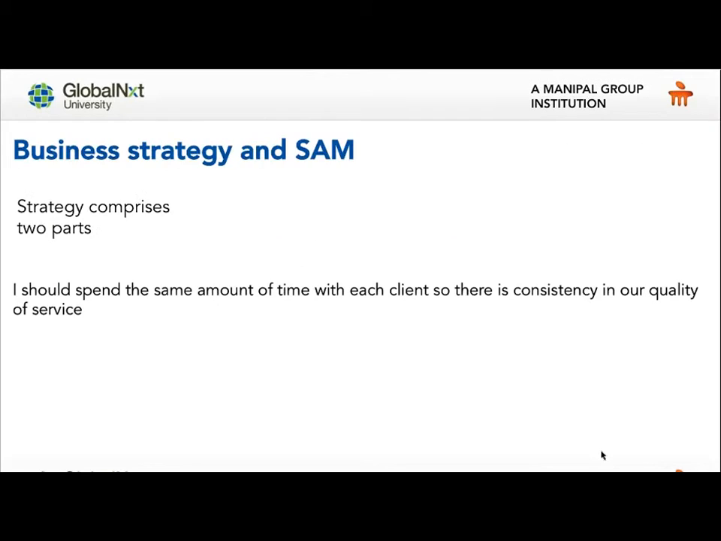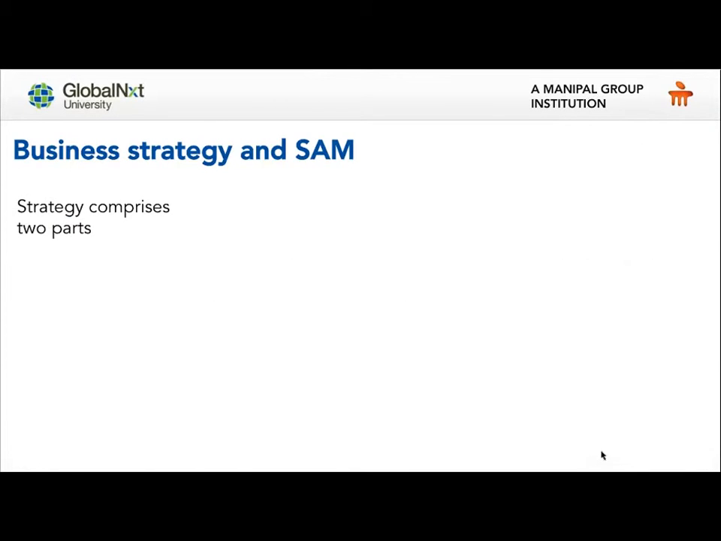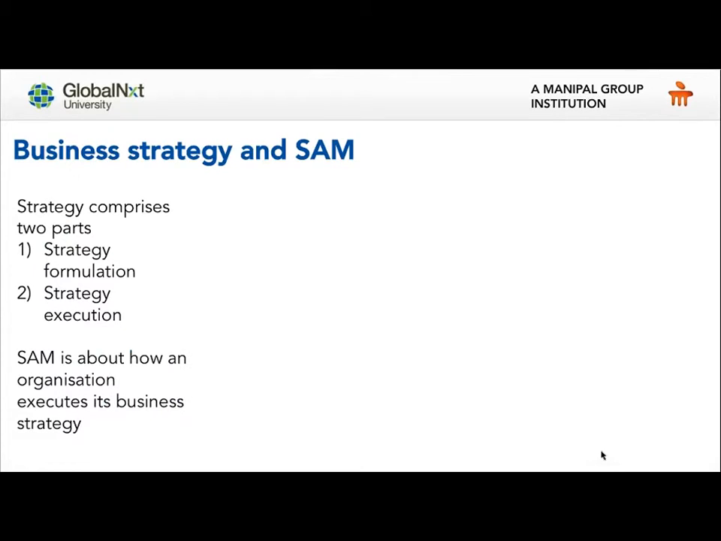So as I mentioned, there's a fine alignment here between business strategy and strategic account management. Basically, strategy, you can look at it as two parts. One is strategy formulation, and the second part is strategy execution. And basically, strategic account management helps an organization with the execution piece.